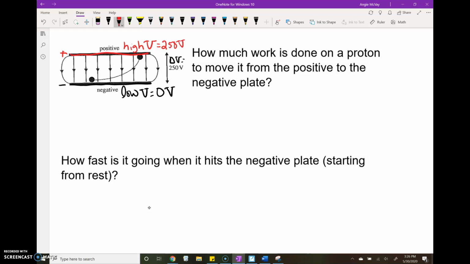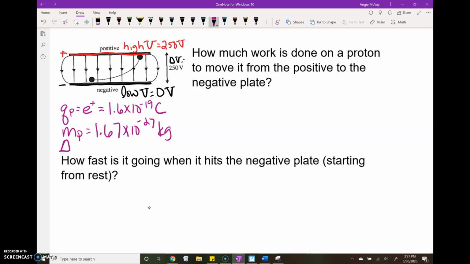They're asking how much work is done on a proton. A proton has a charge equal to positive elementary charge, which is the charge of an electron in magnitude, 1.6 times 10 to the minus 19 coulombs. The mass of a proton is easily Googled. It's also in the IB physics data booklet that you will get next year. It has a mass of 1.67 times 10 to the minus 27 kilograms. Now that we know the deal with the proton, we're moving it from the positive to the negative plate, which means it moves through a potential difference of 250 volts.